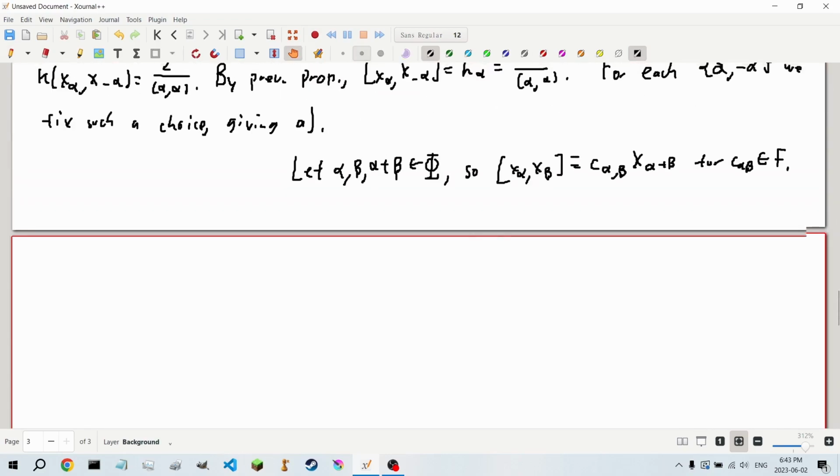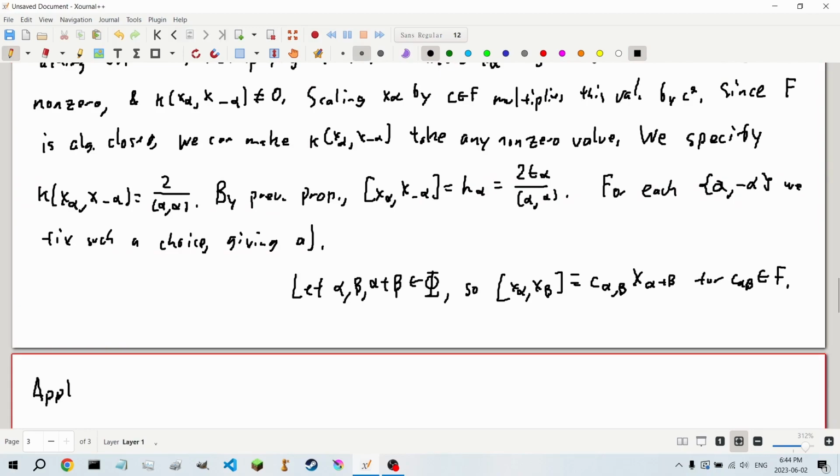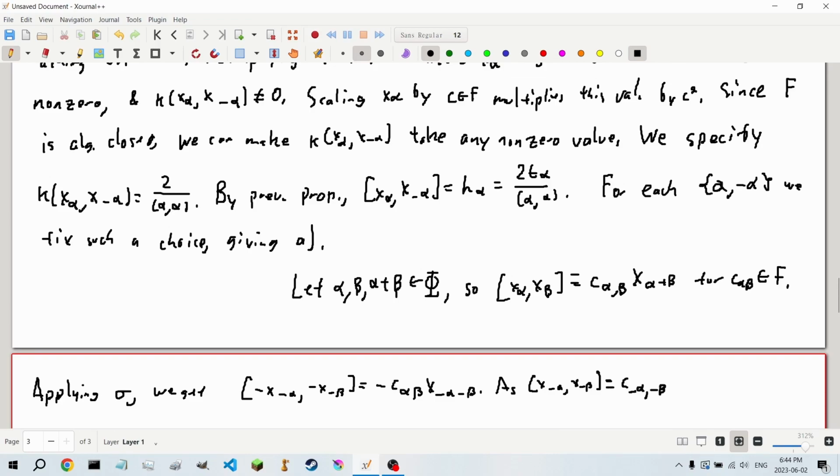Alright, new page already. Applying our sigma, we get the bracket of negative x negative alpha with negative x negative beta is negative c alpha beta times x of negative alpha negative beta, as the bracket of x negative alpha and x negative beta is equal to c negative alpha negative beta times x of minus alpha minus beta. We get condition B.